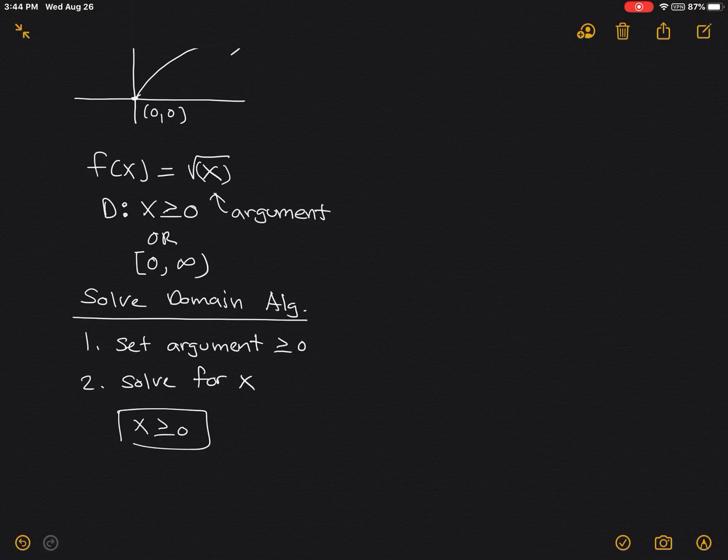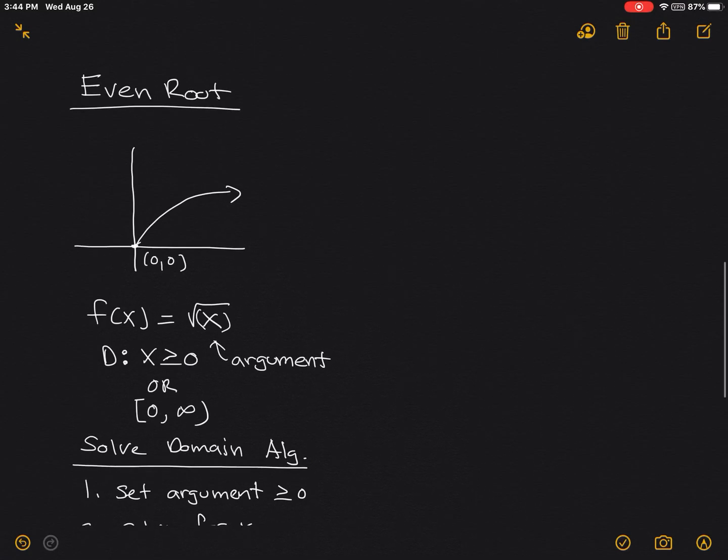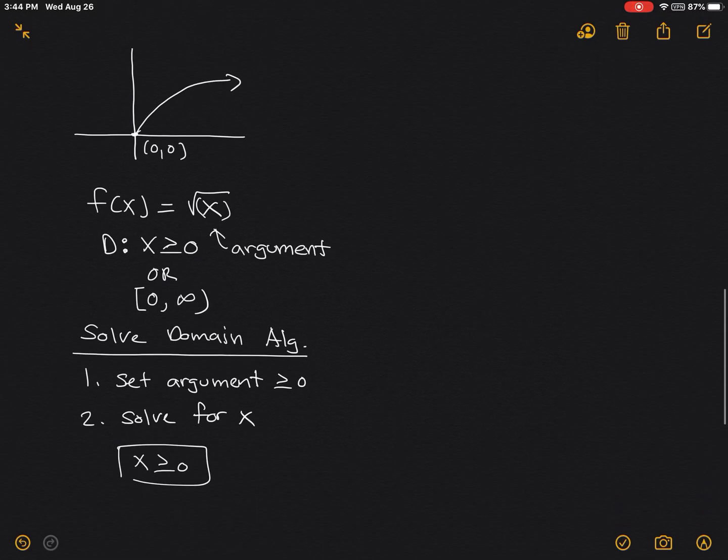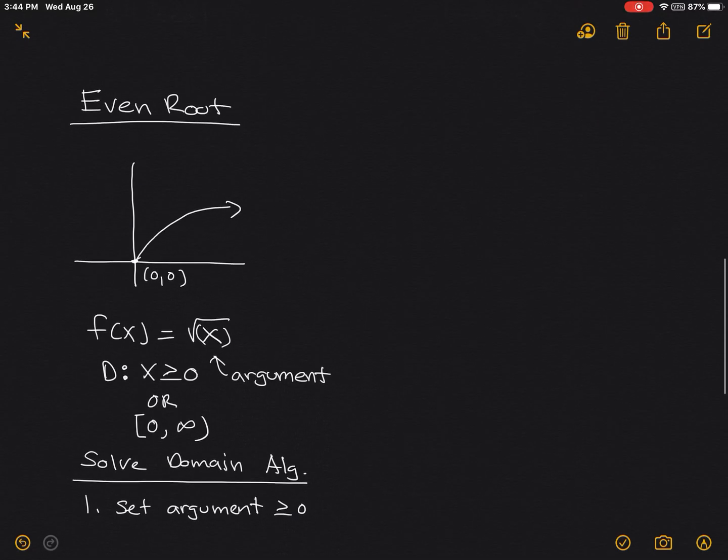Okay. So you'll see in the examples, how do I find a domain without looking at the graph? Okay, so even root functions. Now this example I gave you was square root, right? It applies to 4th root, 6th root, 8th root. So it's applicable to all even roots, okay? All right, so that's one function where you actually have to do work.